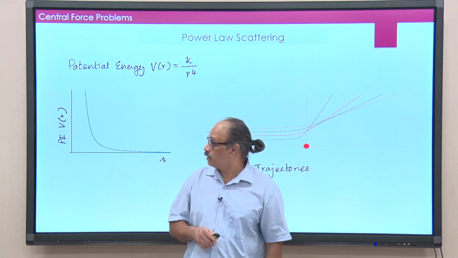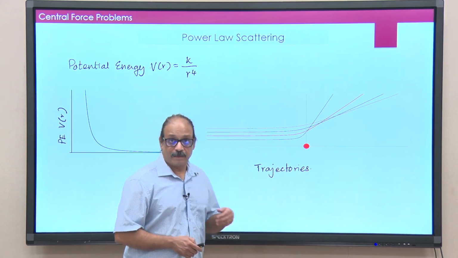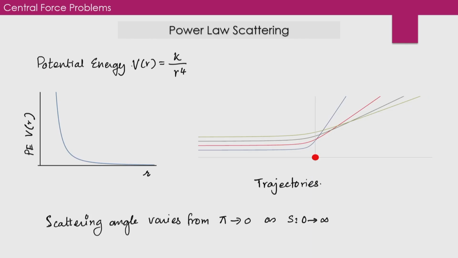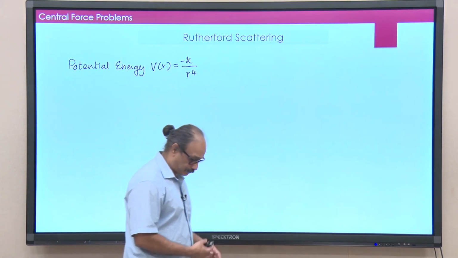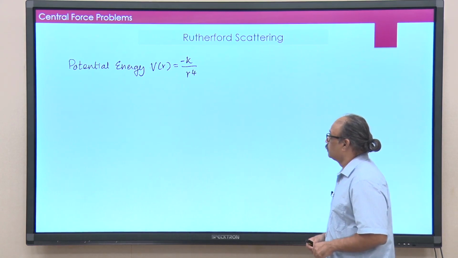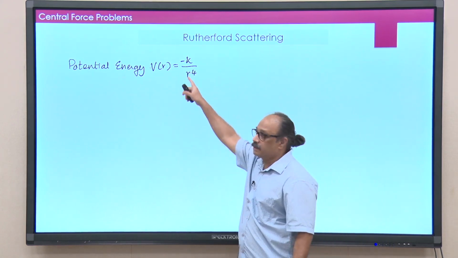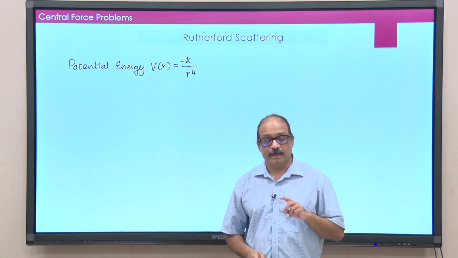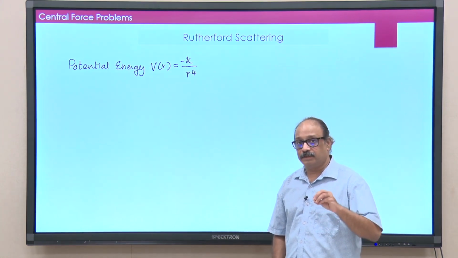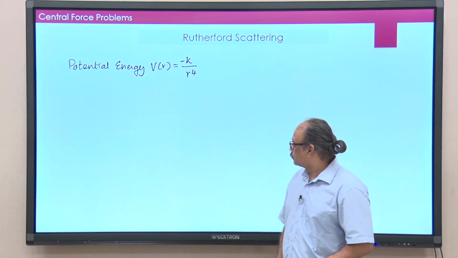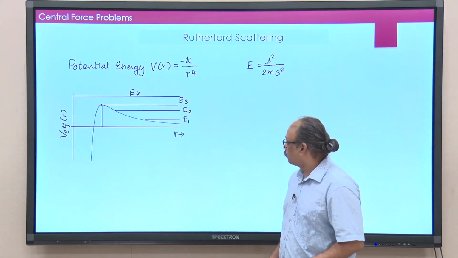Now, let us look at the attractive one. That is where a lot of surprises will come. Okay. So, here of course, the scattering angle again will vary from pi to 0 as s goes from 0 to infinity. For the attractive one, now here this potential is attractive one, it is minus k divided by r to the power 4. What would the effective potential energy look like? So, the effective potential energy would look like this.